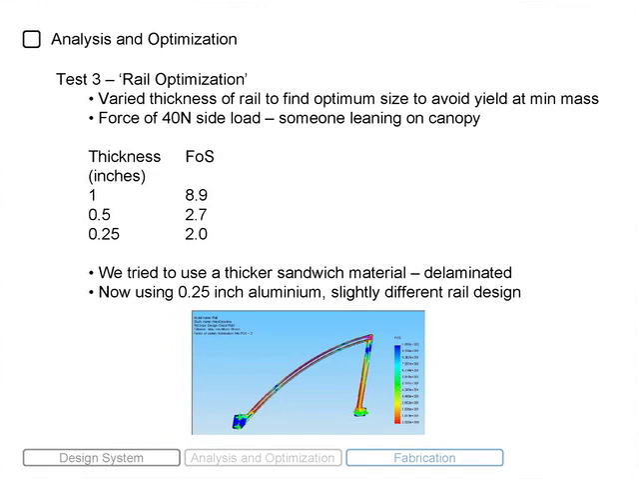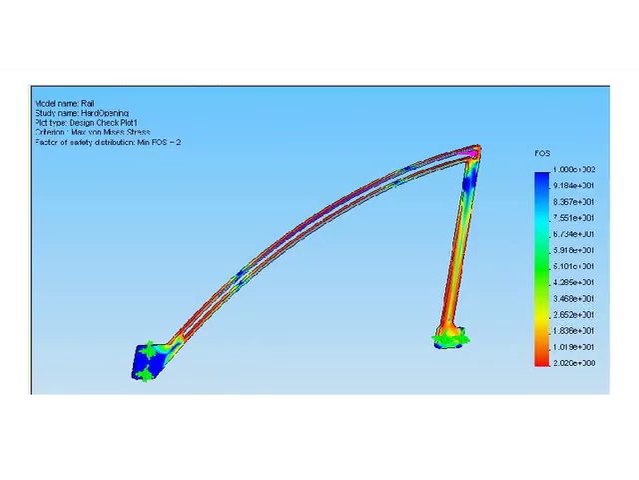So we tried making a sandwich material, and it didn't work too well. It delaminated, especially if we tried to glue it after wire denting it. But now we're using a 0.25 aluminum rail, and what we did to allow ourselves to go to that thinner amount is we increased the thickness of this part, next to the margin between the slot and the rail. We found there was a lot of twisting in the first rail we made, so we increased that thickness, and that helped us improve the strength.